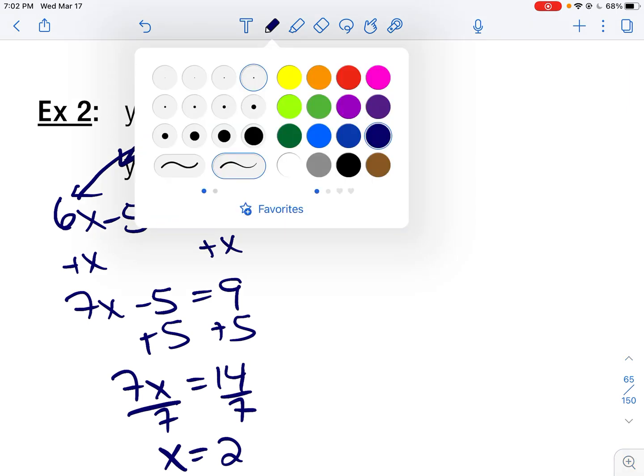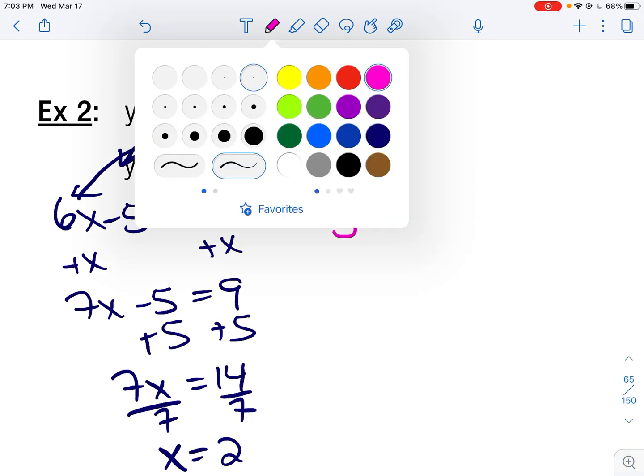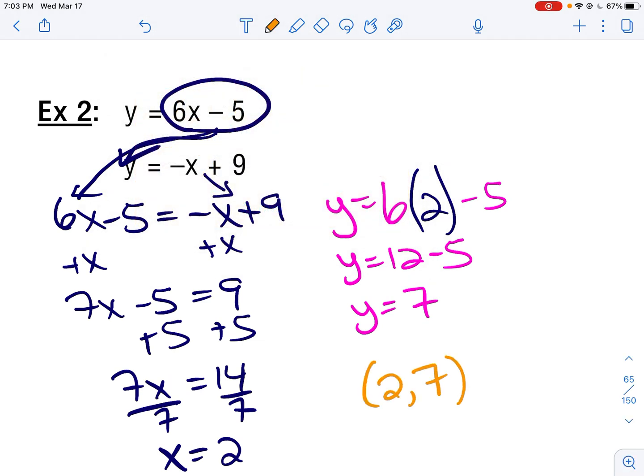Now, it doesn't matter which equation. I'm just going to do it to the first equation because it's the first equation. I don't care which one you plug it back into. Y equals, sorry, my dog stepped on me, 6 times 2, and then we have minus 5. So y equals 12 minus 5, and that would get me y equals 7. So it would be the point 2, 7.